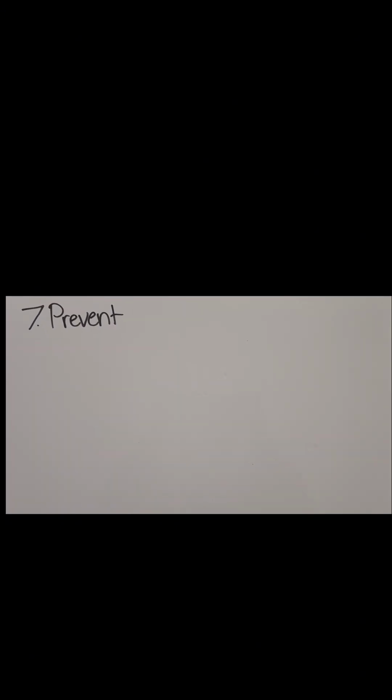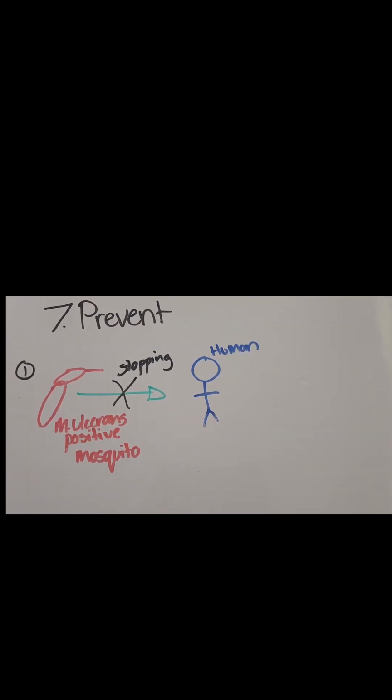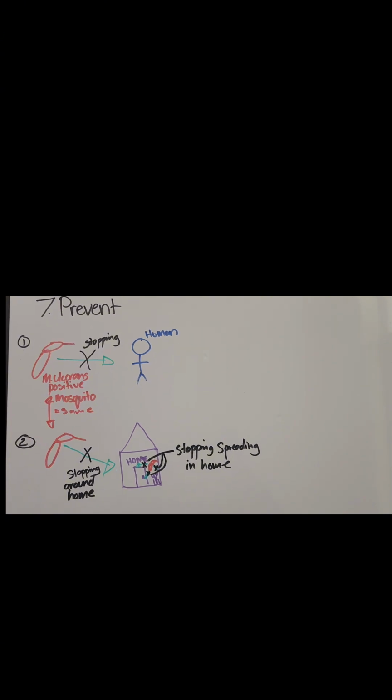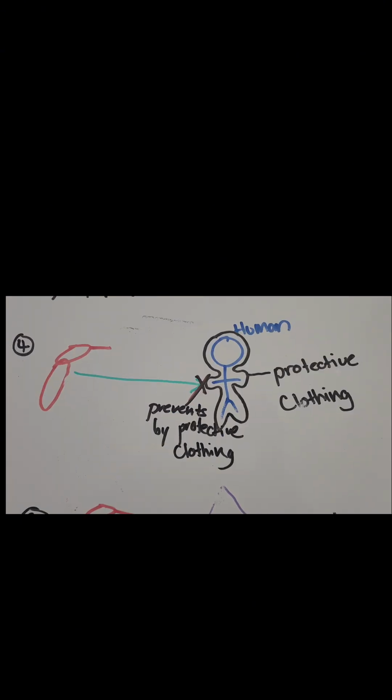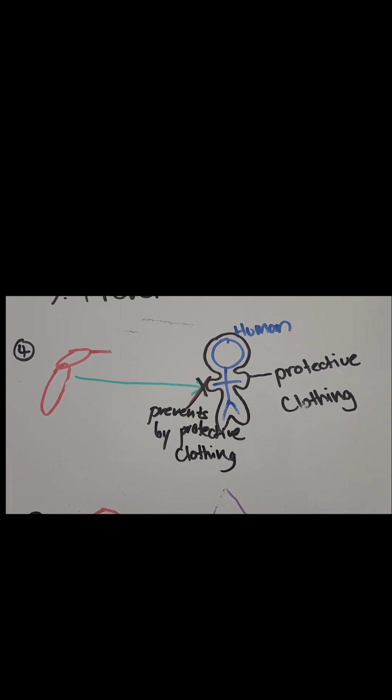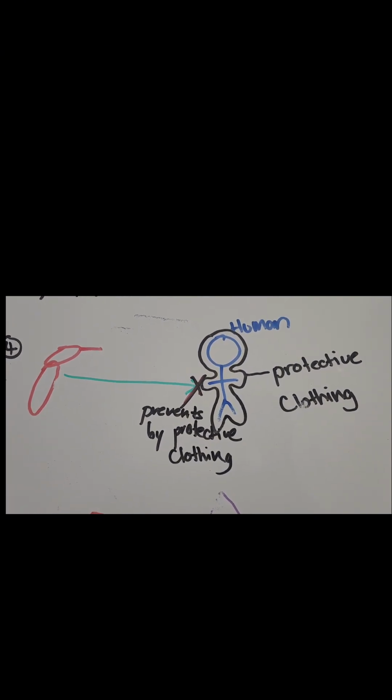Mycobacterium ulcerans can be prevented by stopping mosquitoes from biting us. Reduce mosquitoes spreading in and around your home. Also use insect repellents. Wear protective clothing that prevents mosquitoes from biting us in the first place. And lastly, eliminate stagnant waters, which are a breeding ground for mosquitoes.